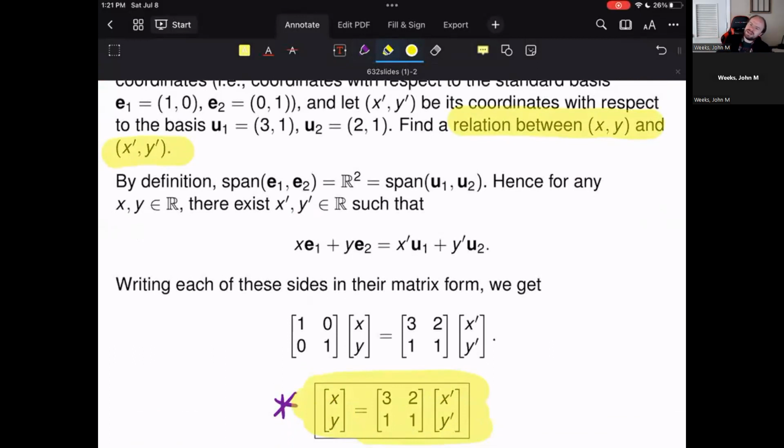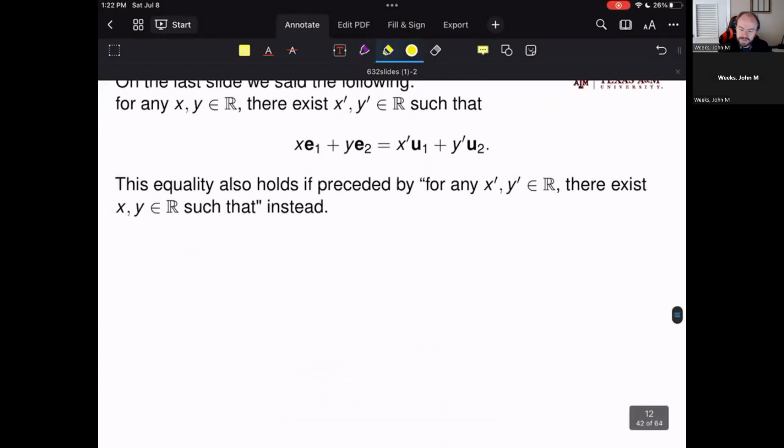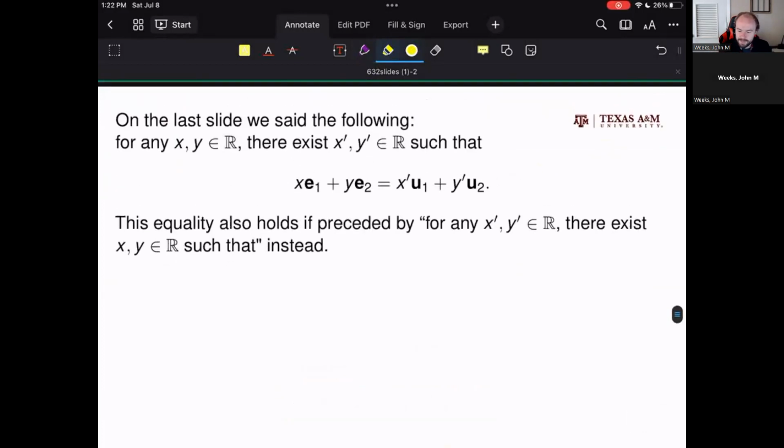We did not have to do this in the direction of going from the new coordinate system to the old system, because we could have switched places. It doesn't make sense to just say that for any x, y in R there exist x prime and y prime such that this equation is true. We should be able to go backwards too, not just from anything in the old system to elements in the new system. If instead we said, for any elements of our new system, there exist elements in our old system such that this equation is true, let's be more specific about what that means.